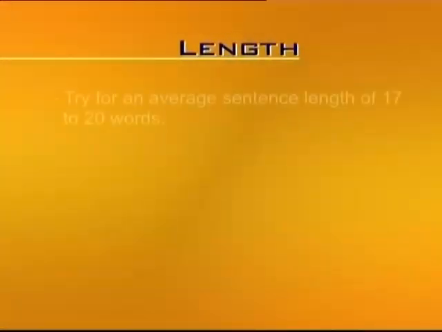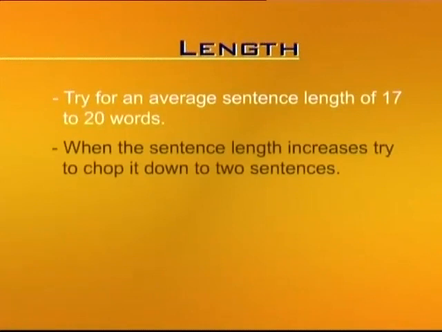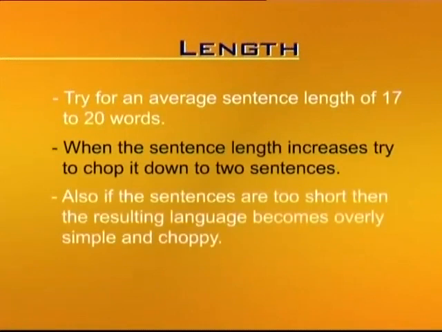Let's have a look at length and what we mean when we talk about length. An average sentence should be of 17 to 20 words. When the sentence length increases, you should try to chop it down to 2 sentences. This basically means that if you feel that your sentence is becoming much longer than 17 to 20 words, then you need to use some kind of a divider to chop that sentence into 2 sentences. एक लंबा sentence कहने से बेहतर है कि 2 छोटे sentences इस्तेमाल किए जाएं.